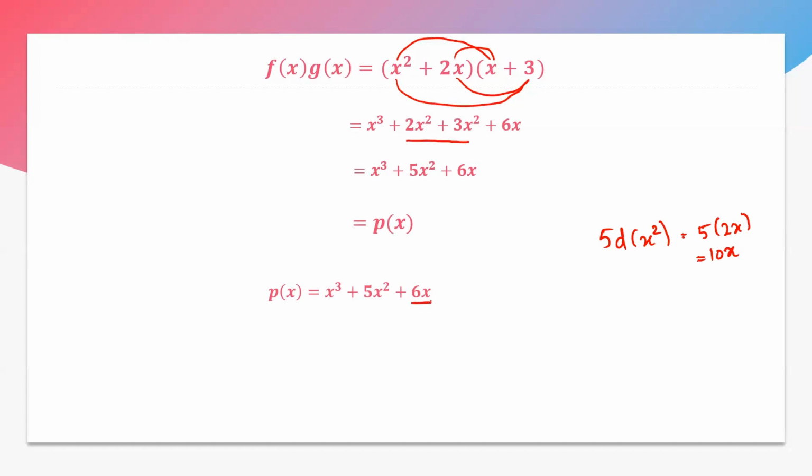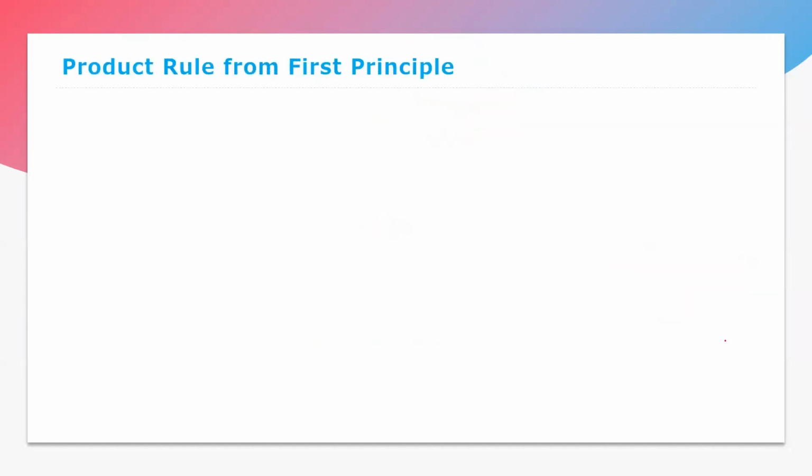So in 6x, let's differentiate only x, which is equal to 6 into 1, which is 6. So p dash of x is equal to 3x square plus 10x plus 6. So let us find the product rule from first principle.